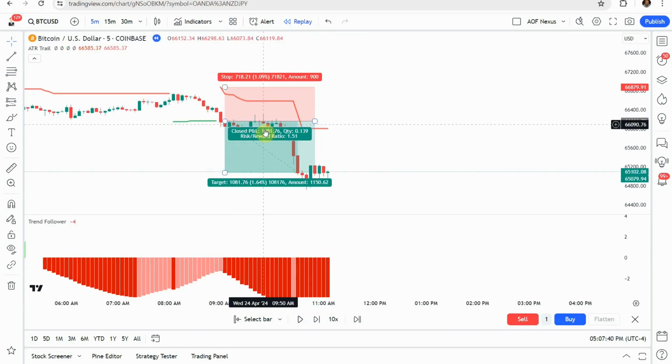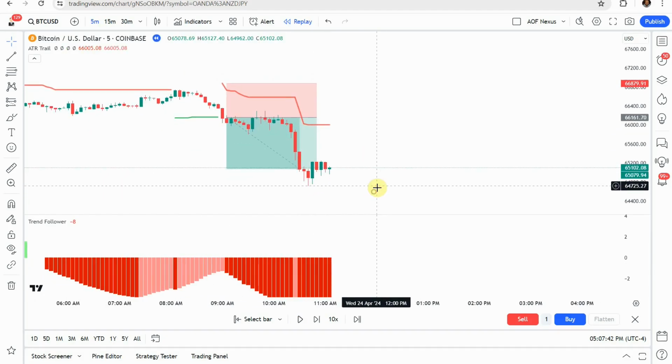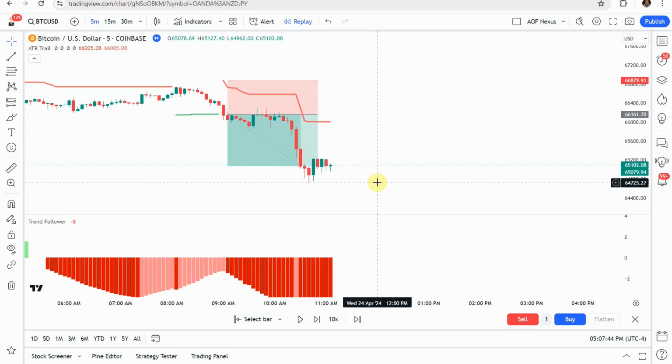And you can see we get a little bit of hesitation and then a really nice move to the downside, getting us to our take profit.